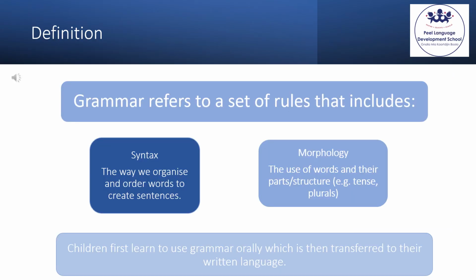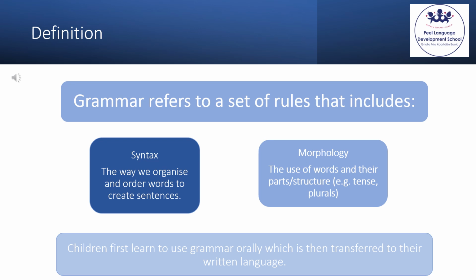Grammar refers to a set of rules that includes our syntax, the way we organise and order our words to create sentences and communicate, as well as our morphology, which is looking at the parts of words. So for example, using tense, if we're talking in present tense, we say jumping, or if we're talking in past tense, it would be jumped. Plurals is another one, so if there's one apple, we say apple. If there's more than one apple, we would say apples, for example.